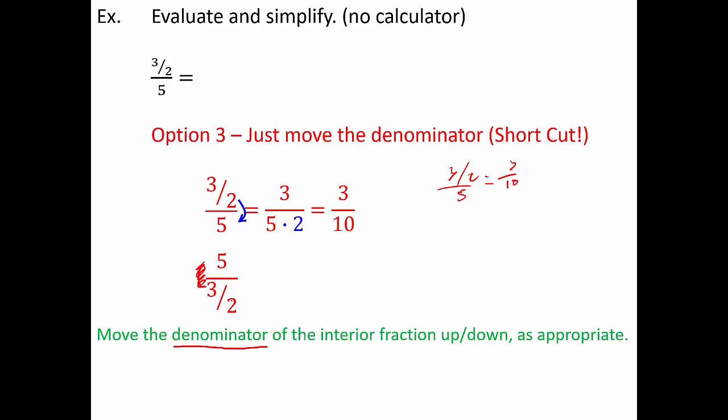What I'm supposed to do is move the 2 up, move the denominator upstairs to hang out with the 5, multiply through, and I get 10/3. Because notice, all I did is I took 3/2/5 and flipped it upside down, so it would make sense that the answer itself should be the reciprocal of 3/10, which is 10/3. The key is move the denominator. Just move the extra denominator either up or down as appropriate.